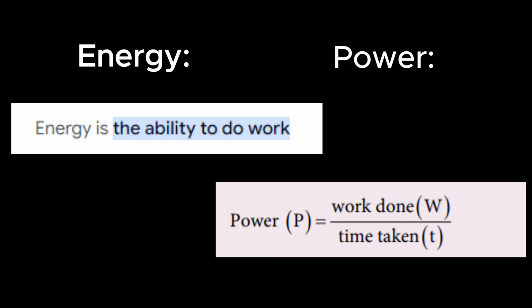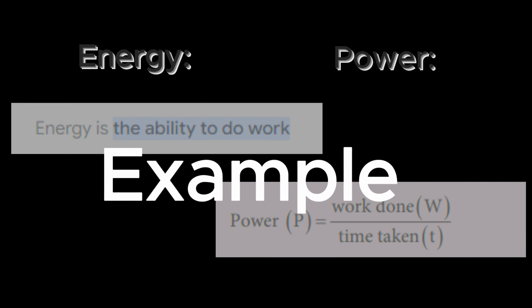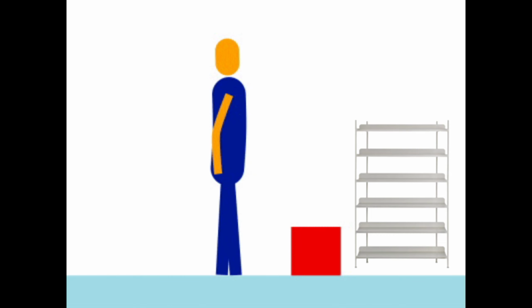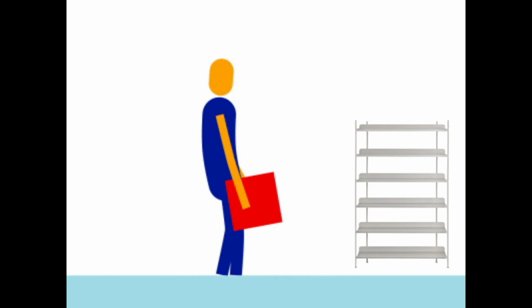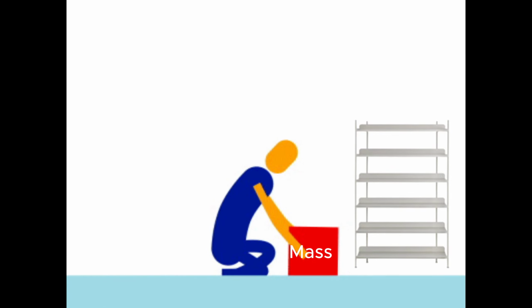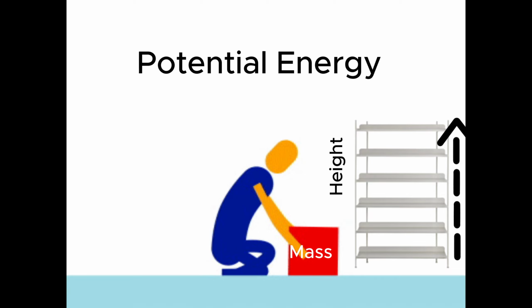So while energy measures the total amount of work done or the capacity to do work, power measures how fast that work is done. Let's compare energy and power with an example. Imagine you're lifting a box onto a shelf. The energy required to lift the box depends on its mass and the height of the shelf. This energy is given by the potential energy.